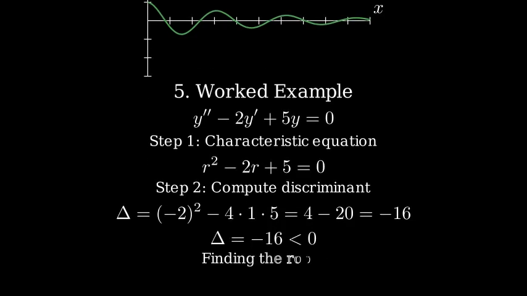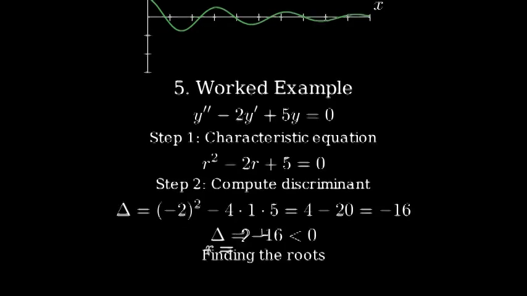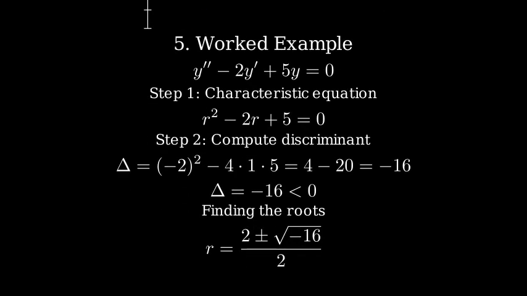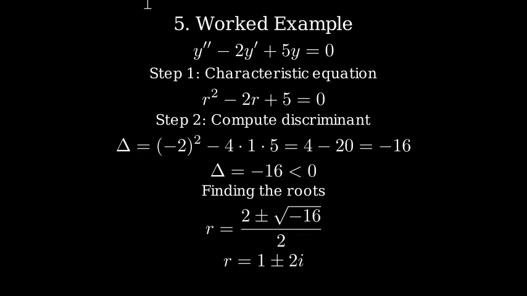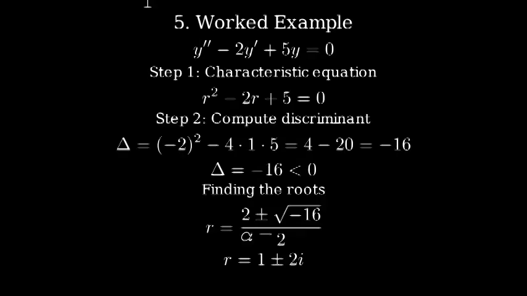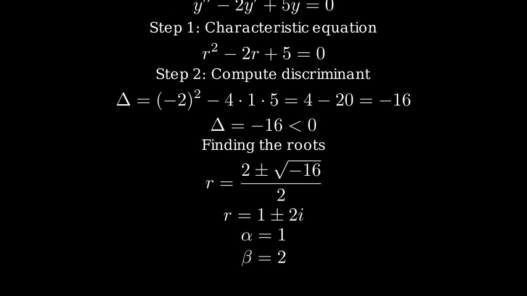Now we can find the roots using the quadratic formula. r equals 2 plus or minus the square root of negative 16, all divided by 2. This simplifies to 1 plus or minus 2i. So alpha equals 1 and beta equals 2.